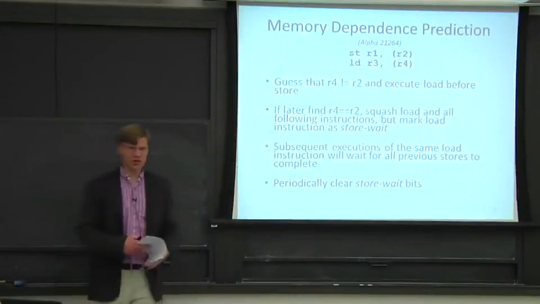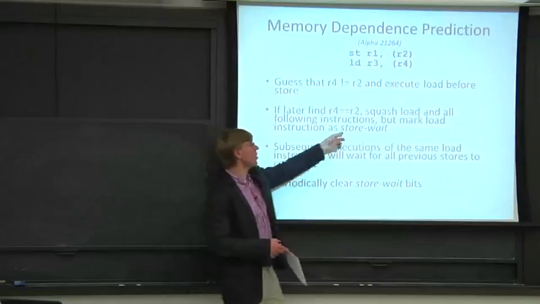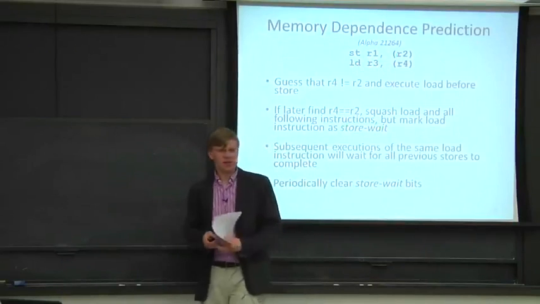So one heuristic on this, done in the Alpha 21264, is called memory dependence prediction. What you do is you're still going to guess that the loads and the stores do not alias. But then later, if you find that the two registers do equal each other, you're going to squash all the instructions, but then you're going to do something special to that load. You're basically going to say, wait for the store.